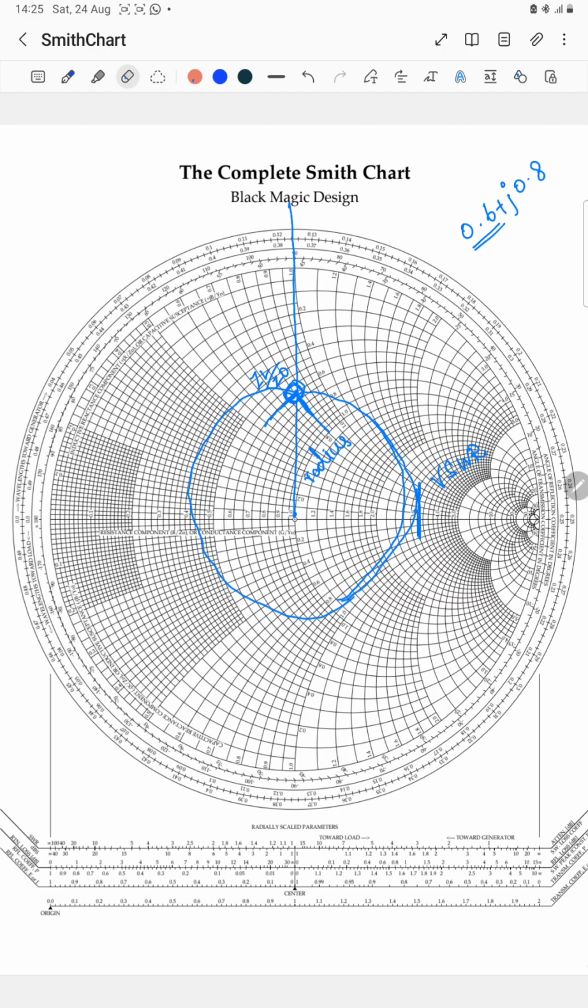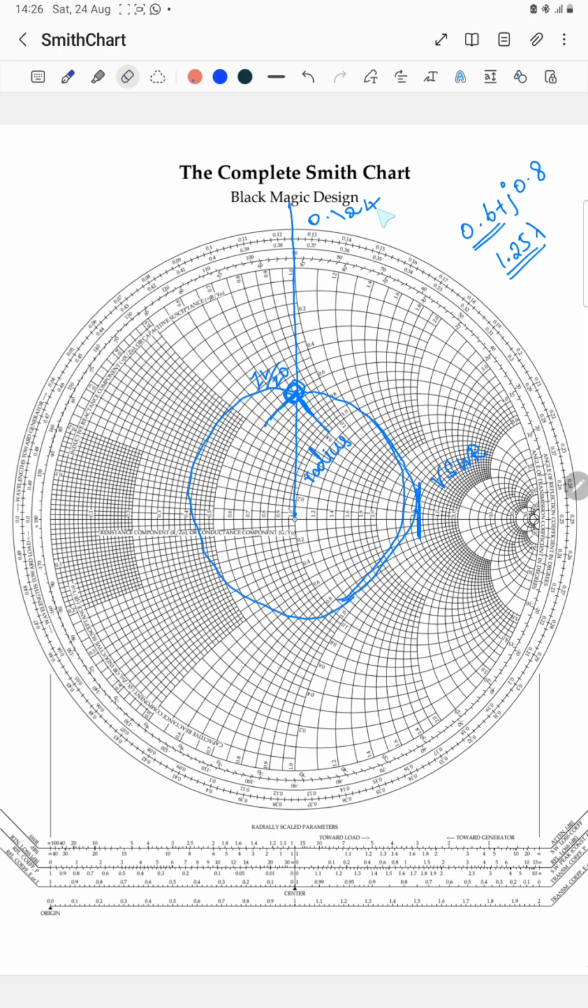The next thing is we have to find out the length given in lambda, 1.25 lambda. If it is 1, then here, see, this is the wavelength towards the generator. It starts from there and goes towards the generator. One complete cycle is 1. So 0.25, you have to add this 0.25.